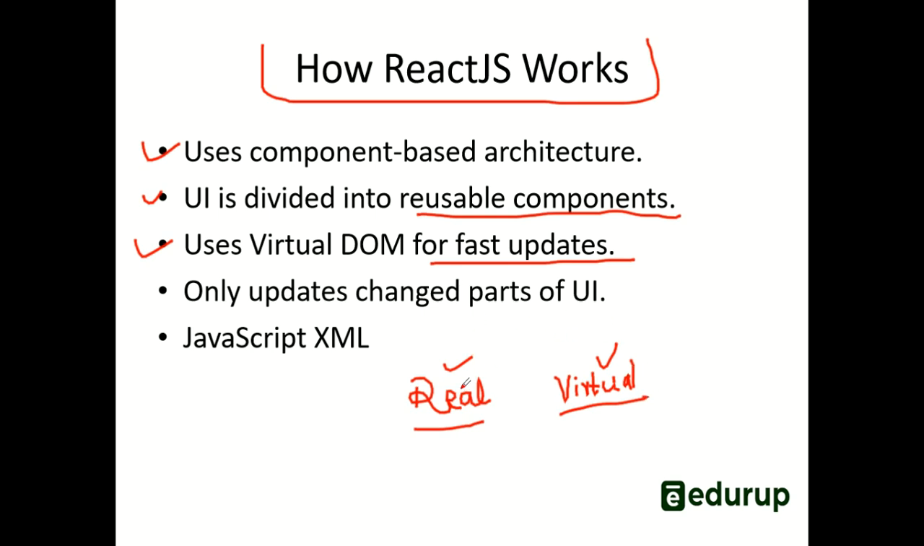What's the difference between real DOM and virtual DOM? I just want to say, people, real DOM means it is going to check the complete DOM structure. But in the virtual DOM concept, it only checks what changed. It will be very fast, whereas the real DOM will be very slow. That is why in ReactJS we are using the virtual DOM concept. Got the point? Okay, next, it only updates the changed parts of the UI. That is the virtual DOM concept.